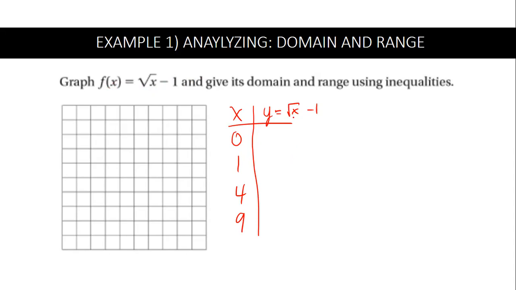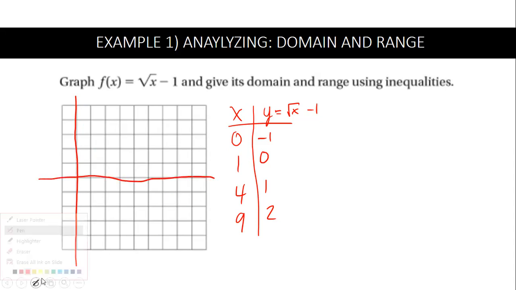So what's the square root of 0? 0. Well, 0 minus 1 is negative 1. Square root of 1 is 1. 1 minus 1 is 0. Square root of 4 is 2. 2 minus 1 is 1. Square root of 9 is 3. 3 minus 1 is 2. We did it. Okay? So now we're going to go ahead and graph it. Pretend that these are all the straightest lines you've ever seen. Okay? So we're going to go (0, -1), (1, 0), (4, 1).